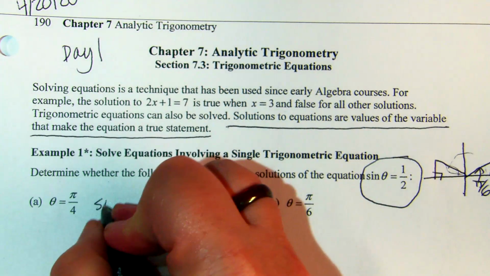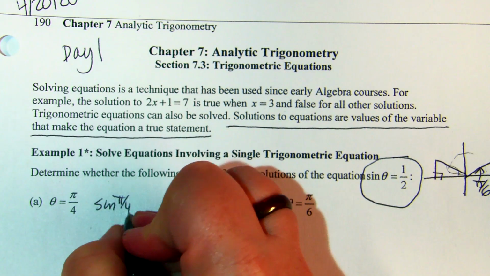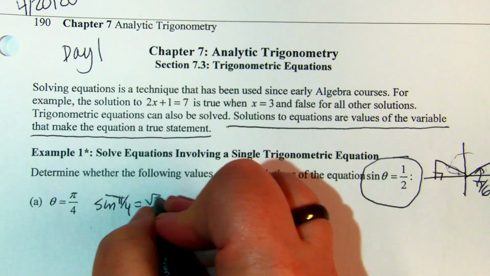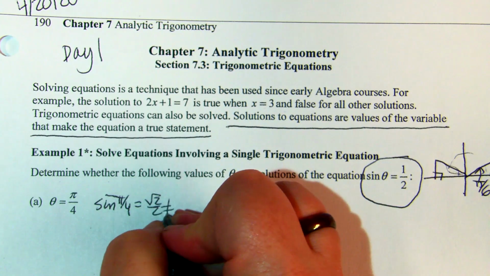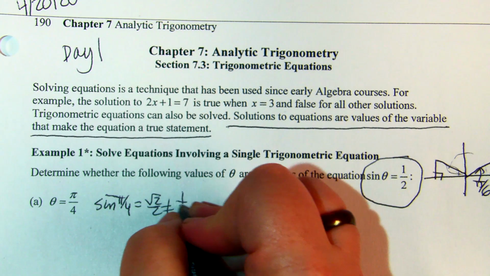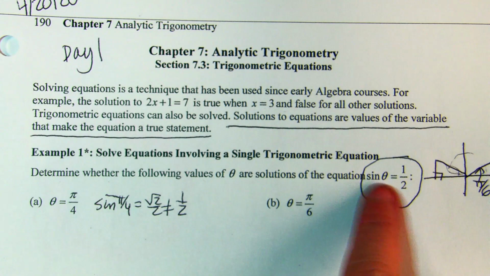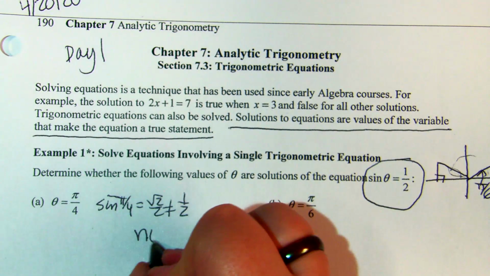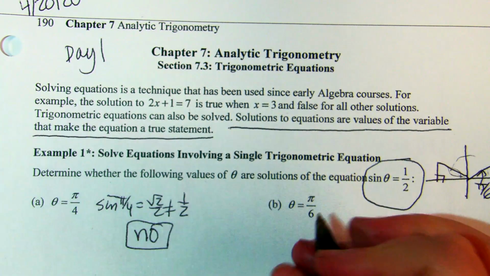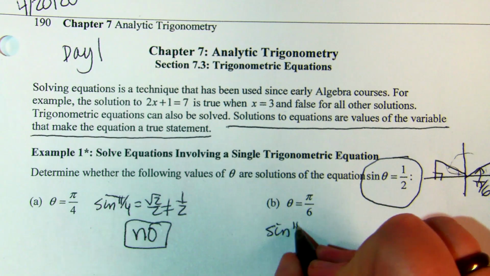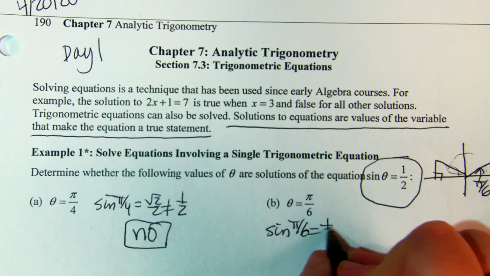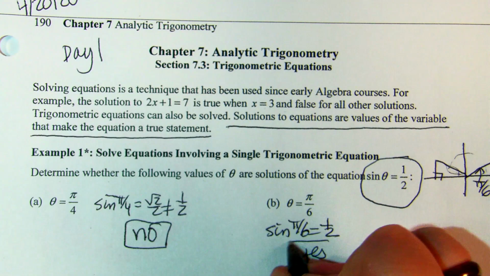If we do sine of pi over 4, that's equal to radical 2 over 2, which is not equal to 1/2, which is what the equation says. Sine of theta equals 1/2. So this is no. But sine of pi over 6 is equal to 1/2. So yes, it makes the equation true.